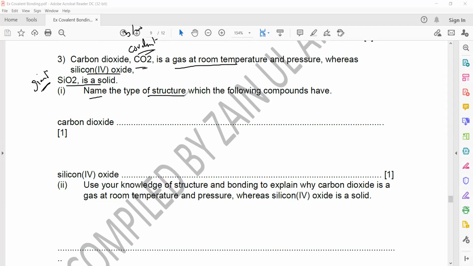Name the type of structure which the following compounds have. Carbon dioxide, the type of structure, it will have a simple covalent. And silicon 4 oxide, it will have a giant covalent.